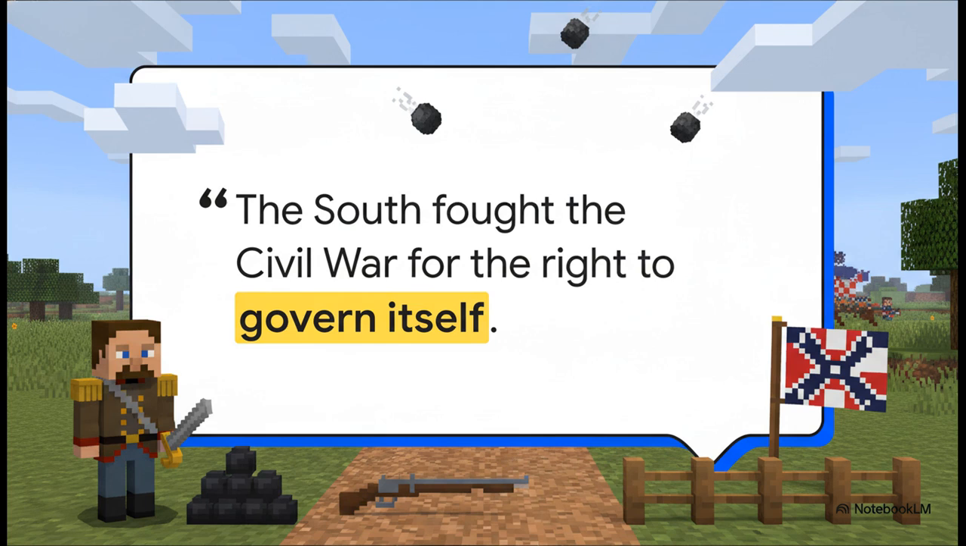Now, let's pivot and look at Interpretation B. This is an account written in 1912 by Jubal Early, who is actually a former Confederate general. Just listen to how wildly different this perspective is. He writes, "The South fought the Civil War for the right to govern itself. Slavery was just an excuse used by the North to justify the conflict. The war was started by the government in Washington, which was dominated by fanatics who stirred up the people of the North against the South. The people in the North kept a 4-year conflict going against the Confederate States. The South lost because of the tremendous odds against it."